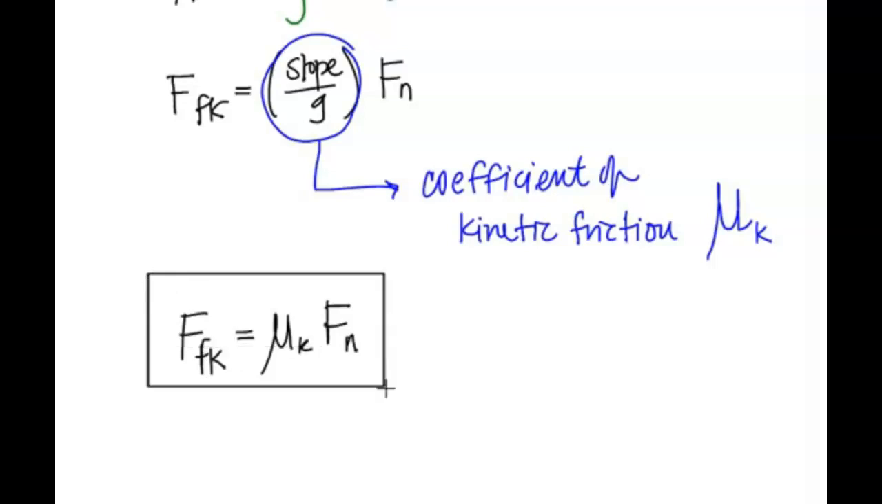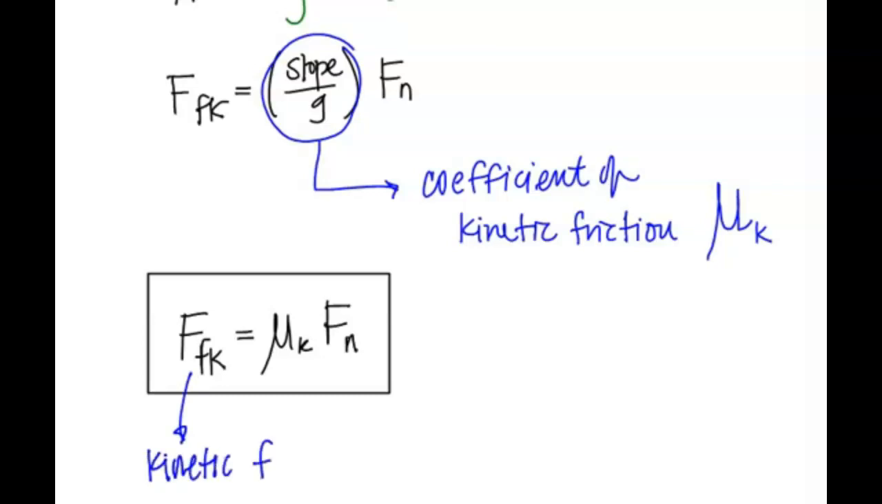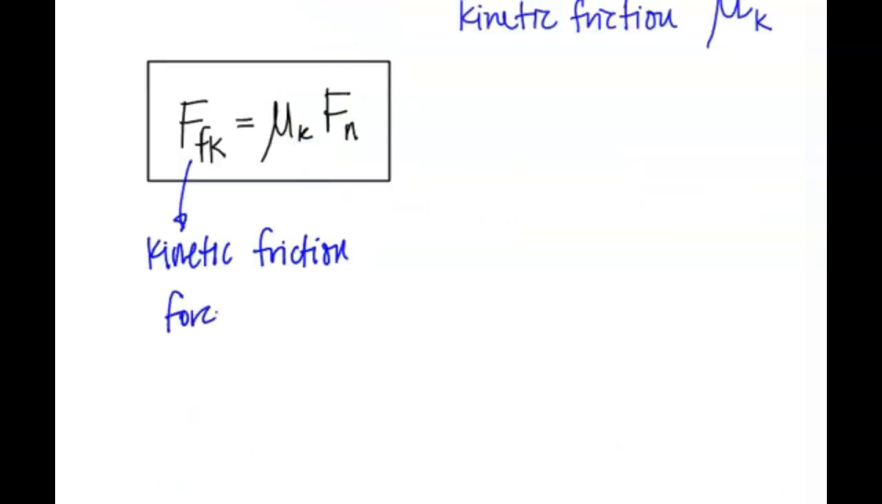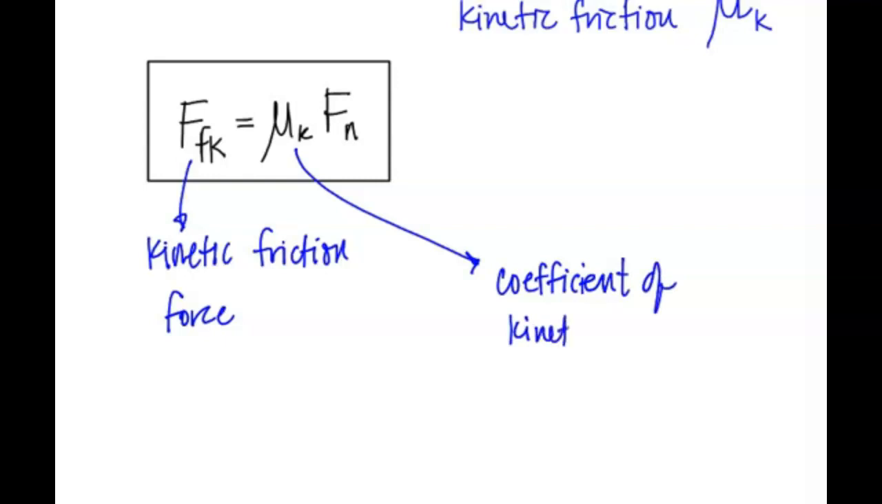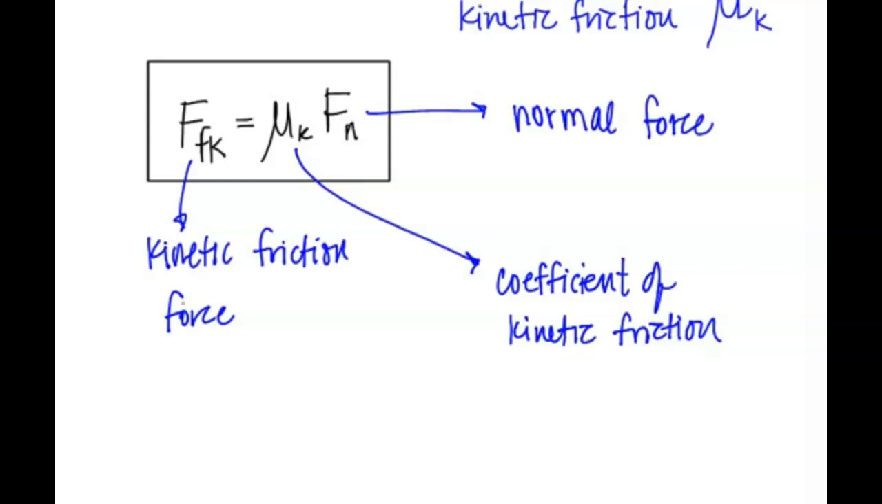Alright, so what I get then is a final equation for the force of kinetic friction. So this is your kinetic friction force. Let me scroll up. And this is your coefficient of kinetic friction. This is your normal force. And unit-wise, force is a force, of course. So this is a Newton, and this is a Newton.